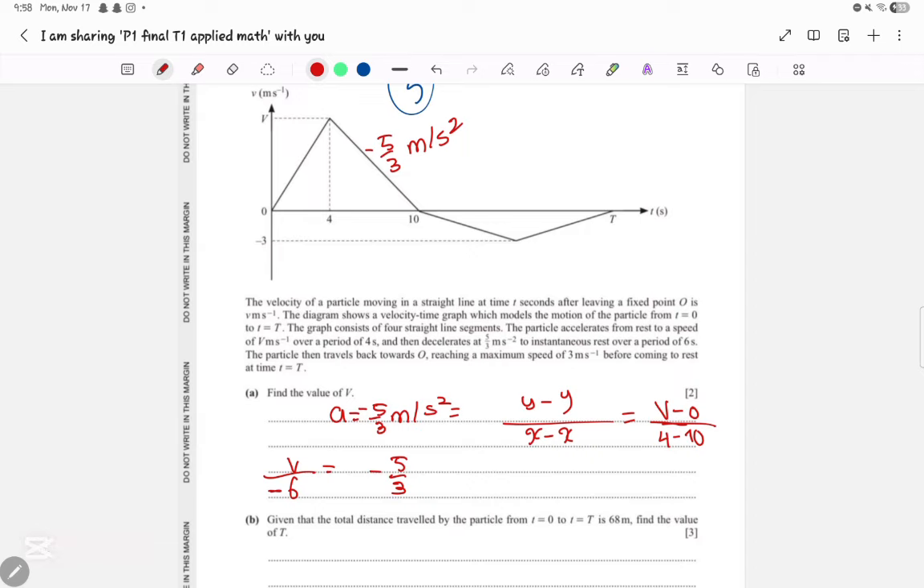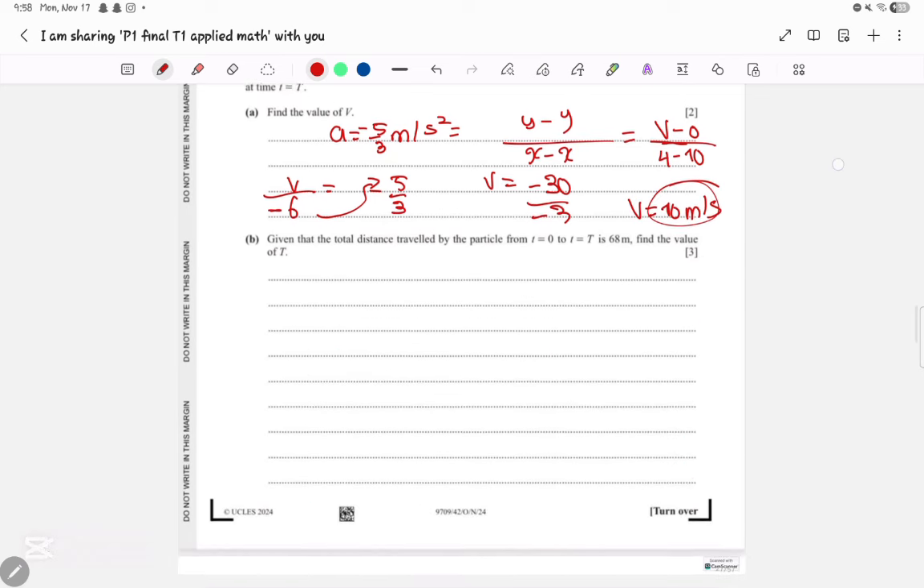So now I move this up. My v is equal to 5 times minus 6, which is minus 30, over minus 3. So I get my value of v to be 10 meters per second. Perfect.